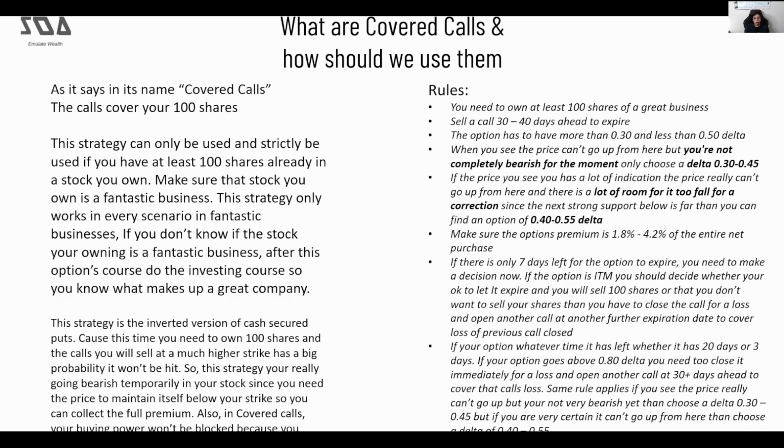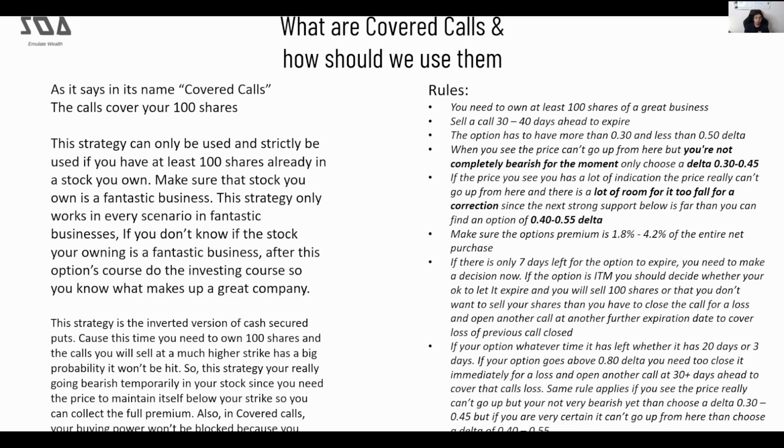Also, in this strategy, you're really going bearish temporarily in your stock, since you need the price to maintain itself below your strike price so you can collect the full premium. Also, in covered calls, different from cash secured puts, you already own 100 shares. You can own more than 100 shares, but in this case one contract is equivalent to 100 shares. When you own 100 shares, your buying power would be at $0 because you already own them. Why would the broker demand you to block out collateral from cash in your account if you already have the position in your account? That wouldn't make any sense.